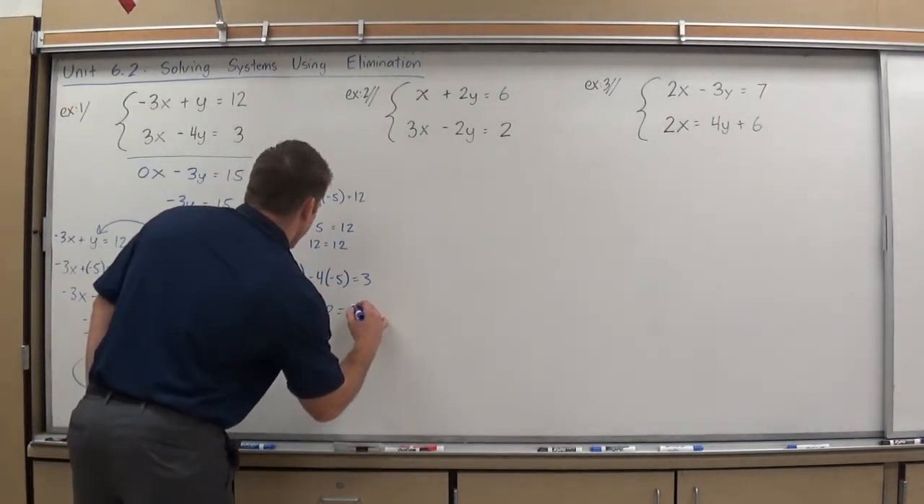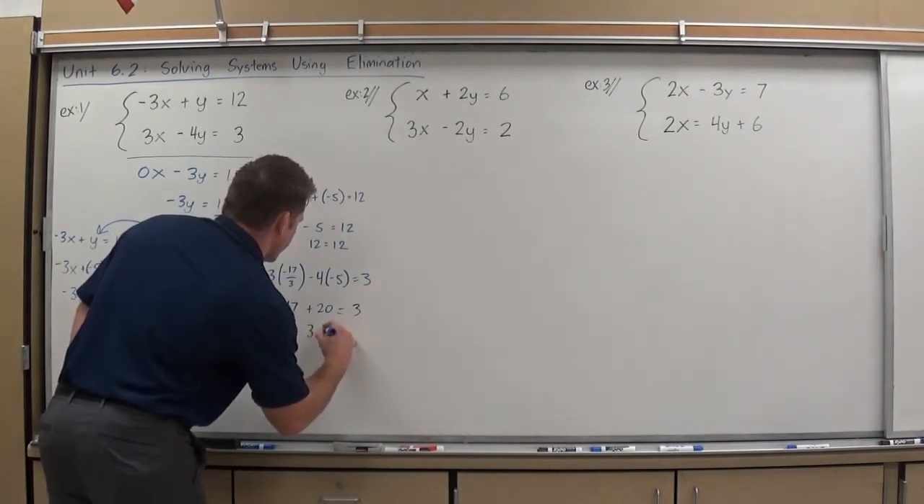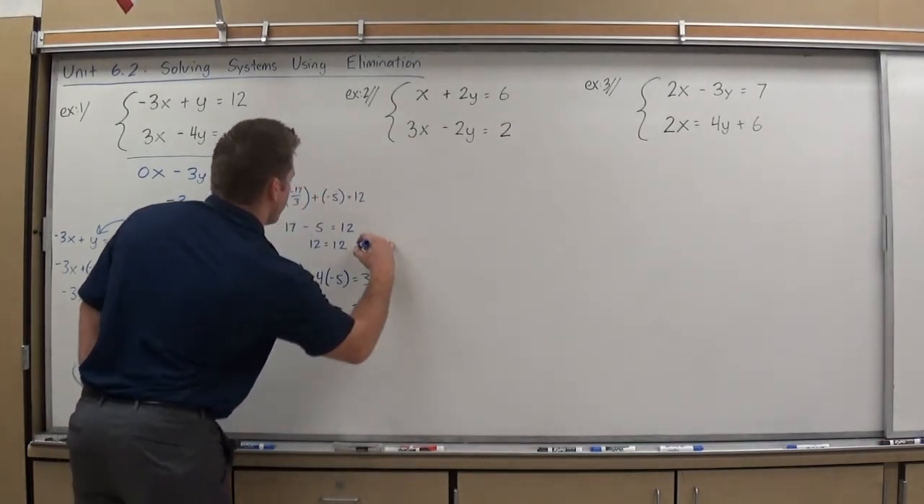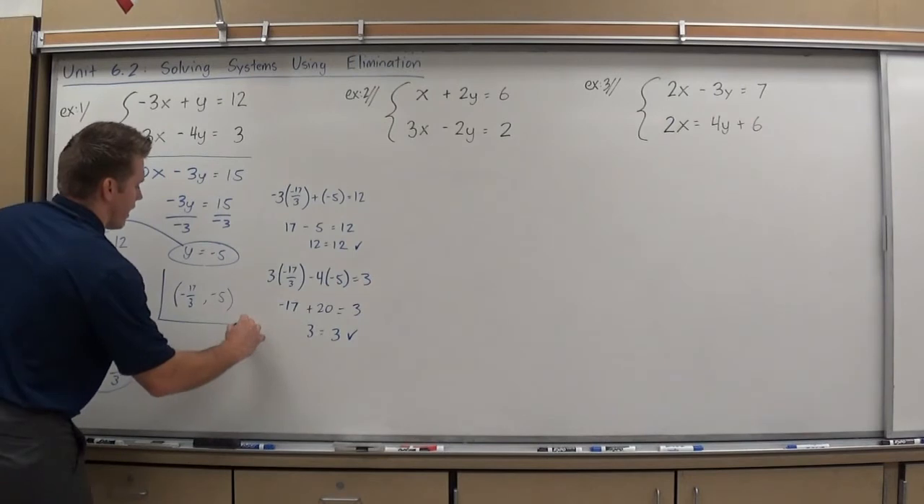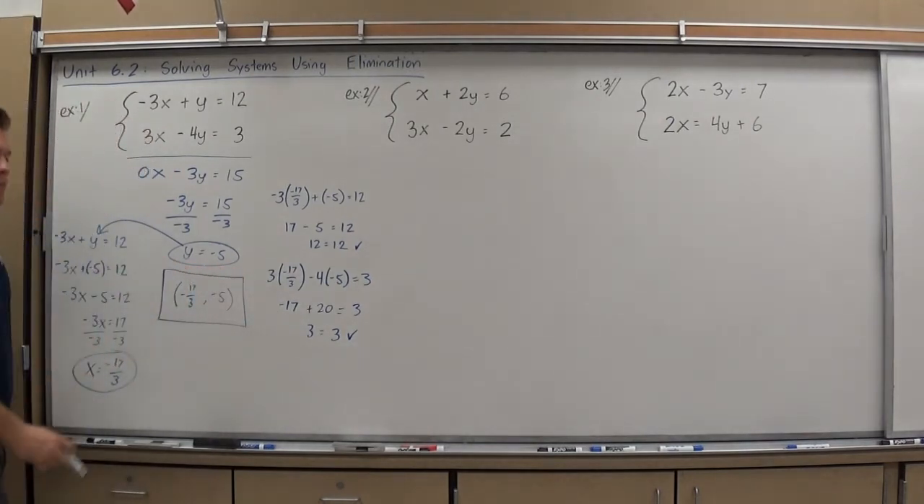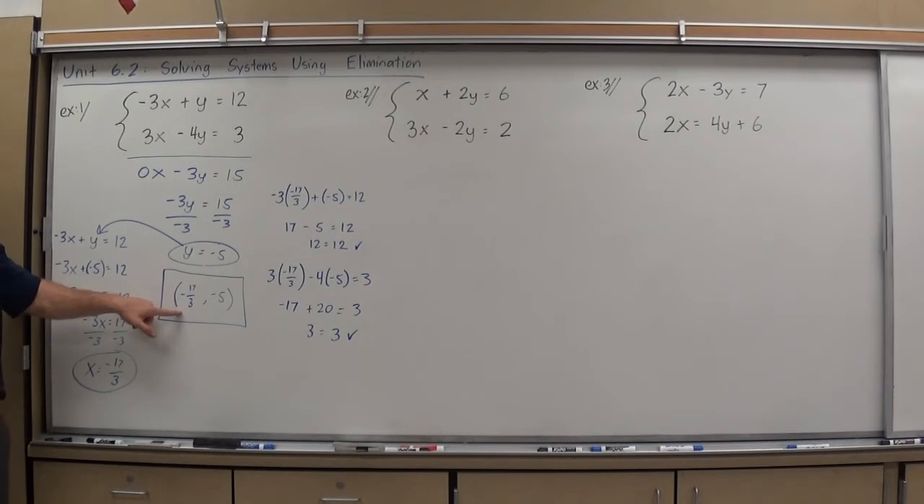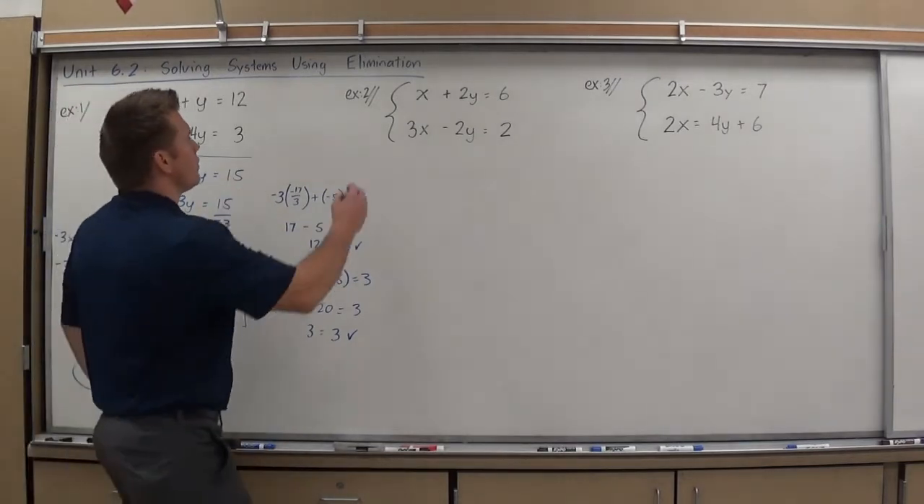Negative 17 plus 20 equals 3. And if I simplify that, it does indeed work for both. So I've verified that this is indeed the intersection point. And if I was trying to solve this by graphing, that'd be pretty tough to find. I wouldn't probably guess that by looking at a graph. This is why we want you to know how to find these algebraically as well, because you can get an exact answer.